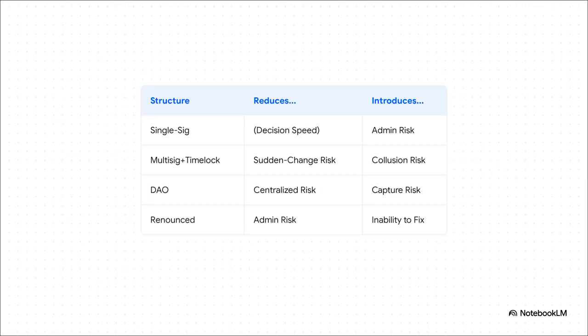And this table just lays out those trade-offs we talked about perfectly. A multisig with a time lock? Great. It reduces the risk of a sudden change, but it introduces the risk of the signers colluding. A DAO reduces centralized risk, but it opens up new risks like governance capture. And renouncing ownership gets rid of that admin risk, but it also means there's no way to fix a critical bug if one is found later on. You see? There is no perfect solution here.